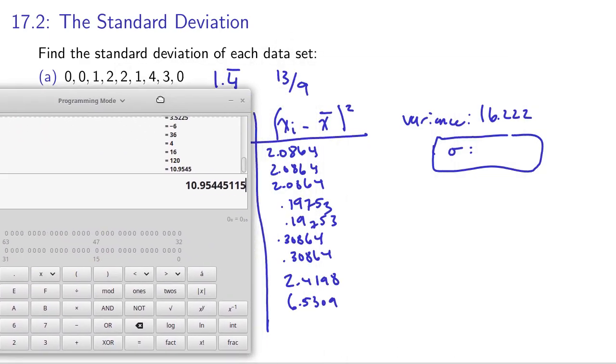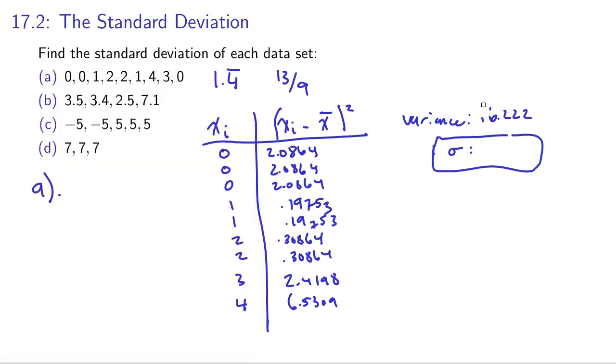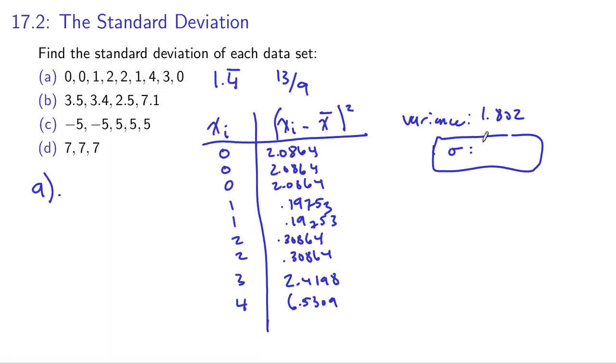So we still have our sum here, so we can fix our work without too much redo. So 16.22 should have been divided by 9 to get the variance. 1.802 is the actual variance. And then we take the square root. So sorry for the confusion. 1.342 is the standard deviation for A. So here you see the standard deviation is close to the value of the mean, but it doesn't mean much.